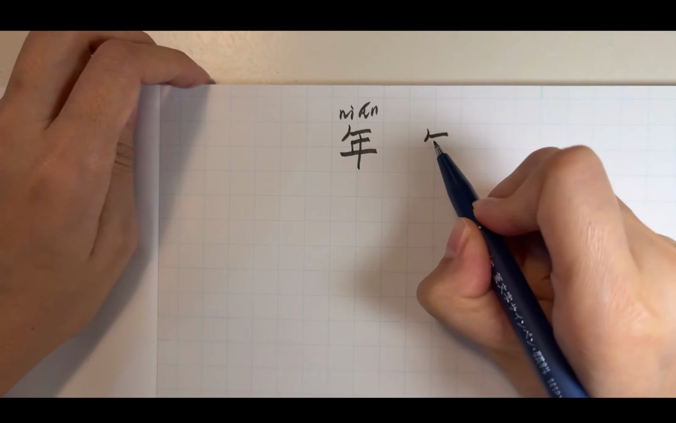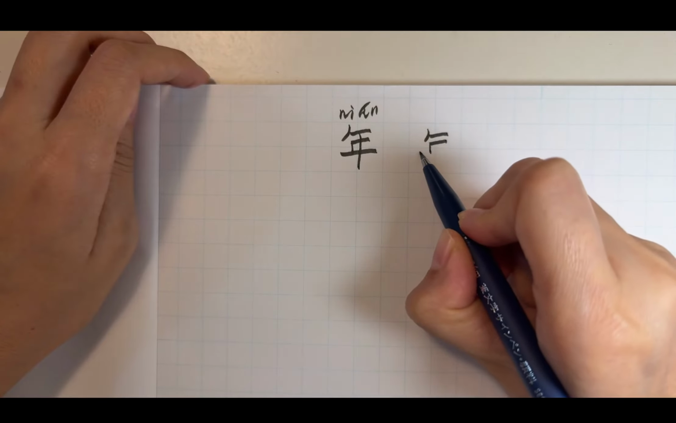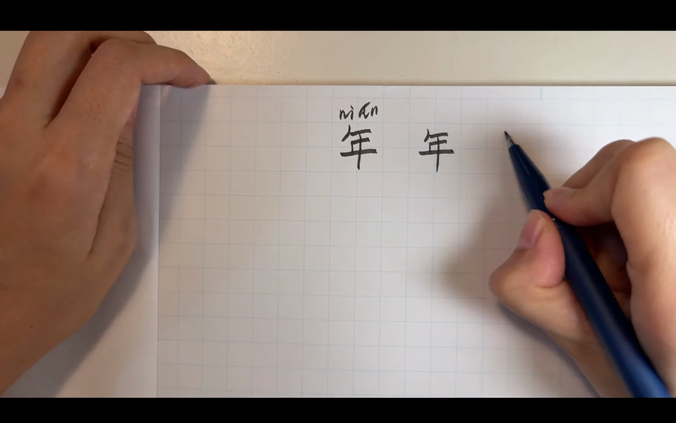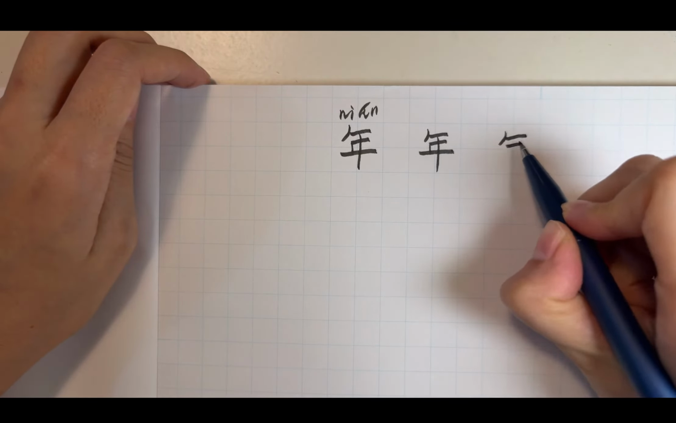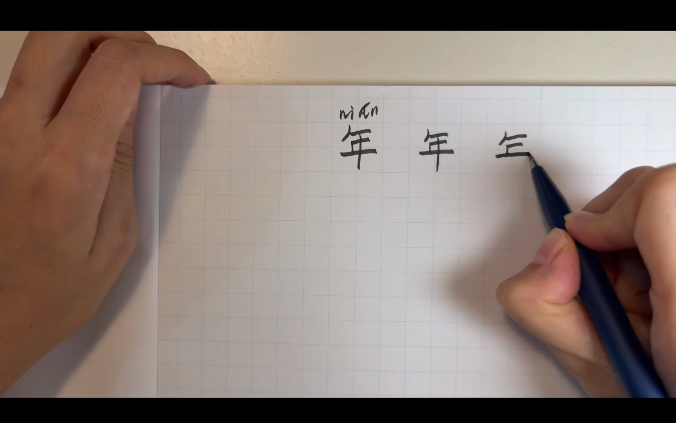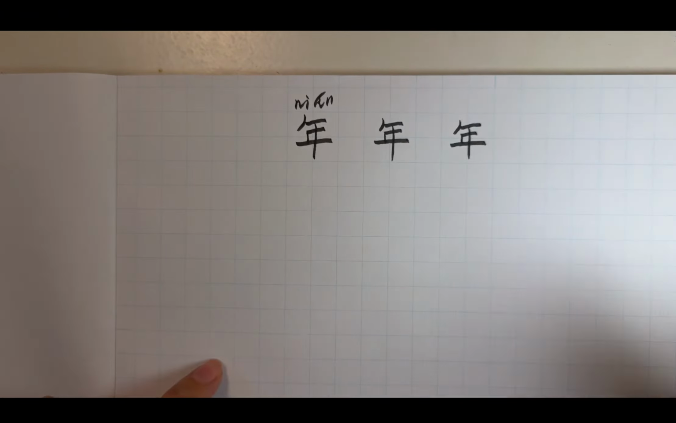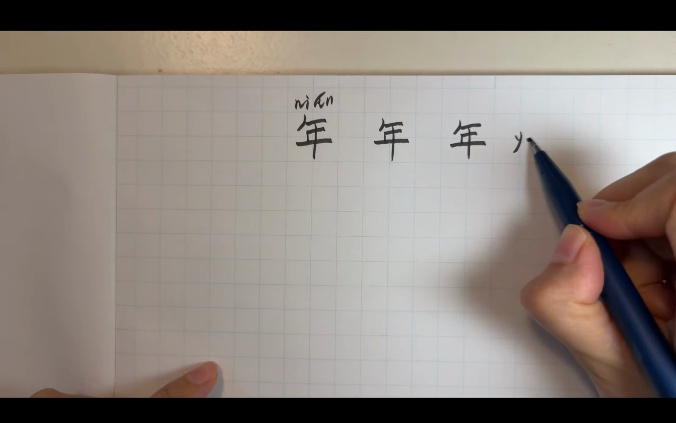1, 2, 3, 4, 5, and 6. 一共6画. So this is the year.